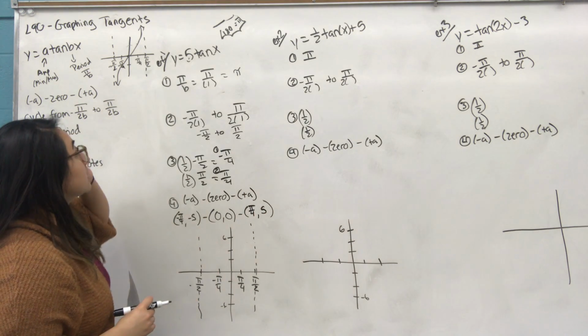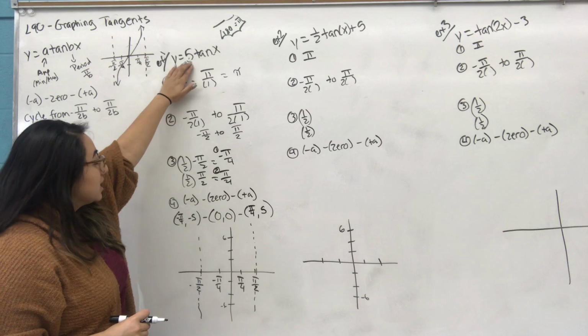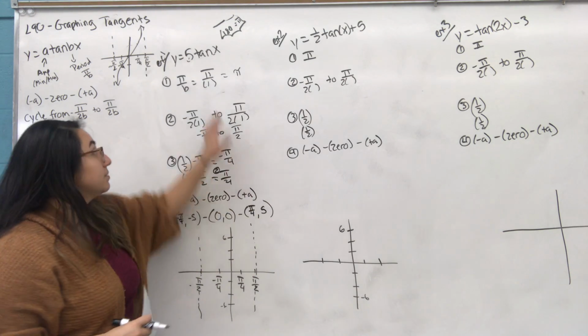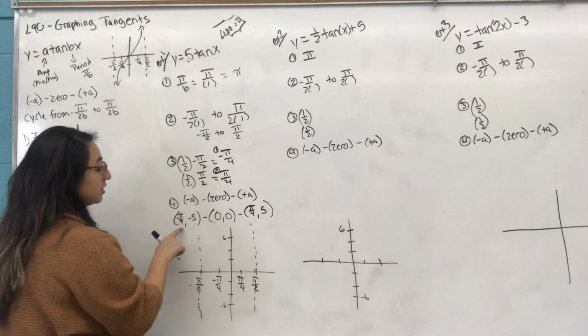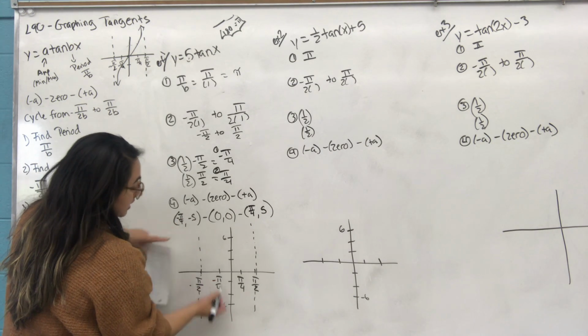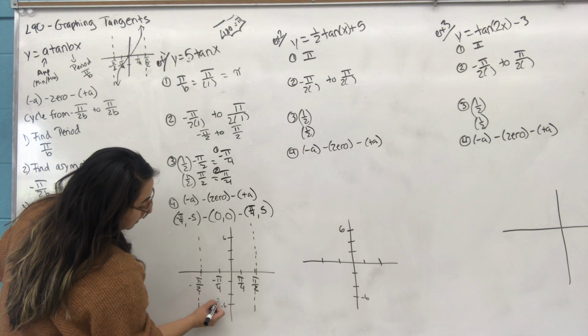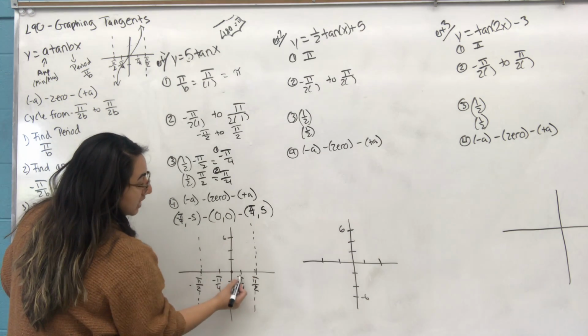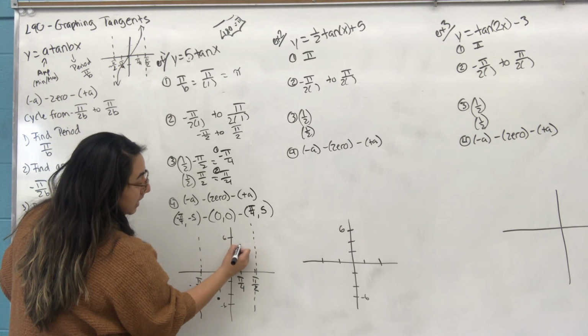So if it's negative 5, just think of negative 5, meaning it will be positive, so it'll be facing the opposite direction, but in this case it's positive. Now, let's go ahead and graph it. Negative π over 4 and negative 5, so that would be about right here. 0, 0 is right here. And then positive π over 4, and then positive 5 is about here.